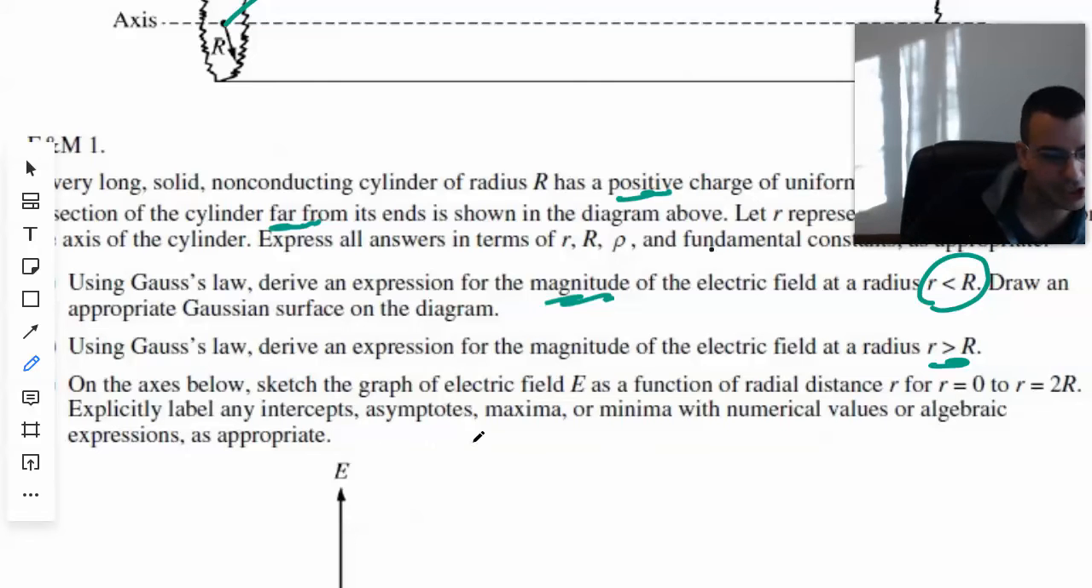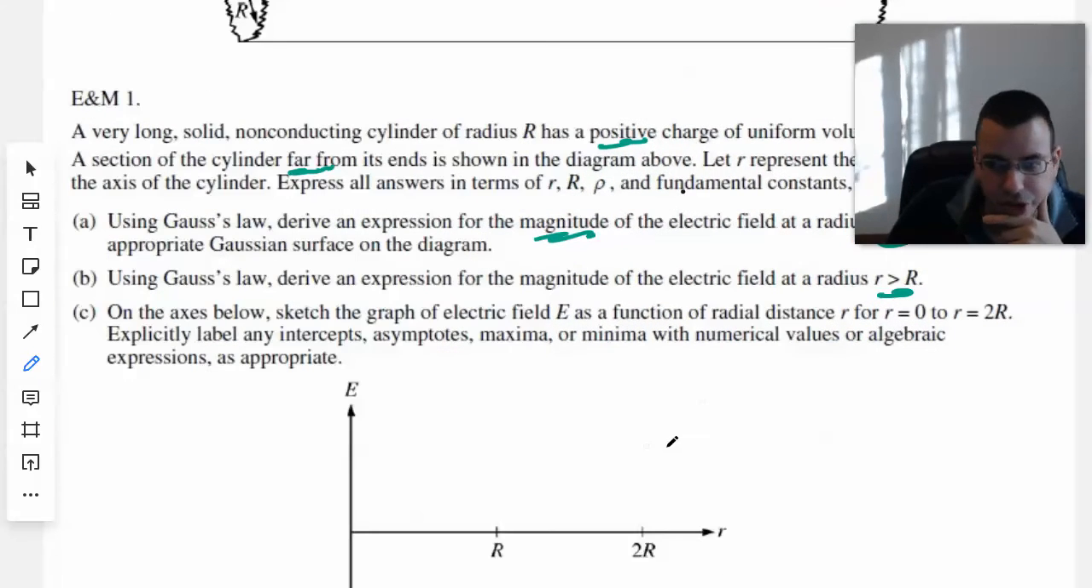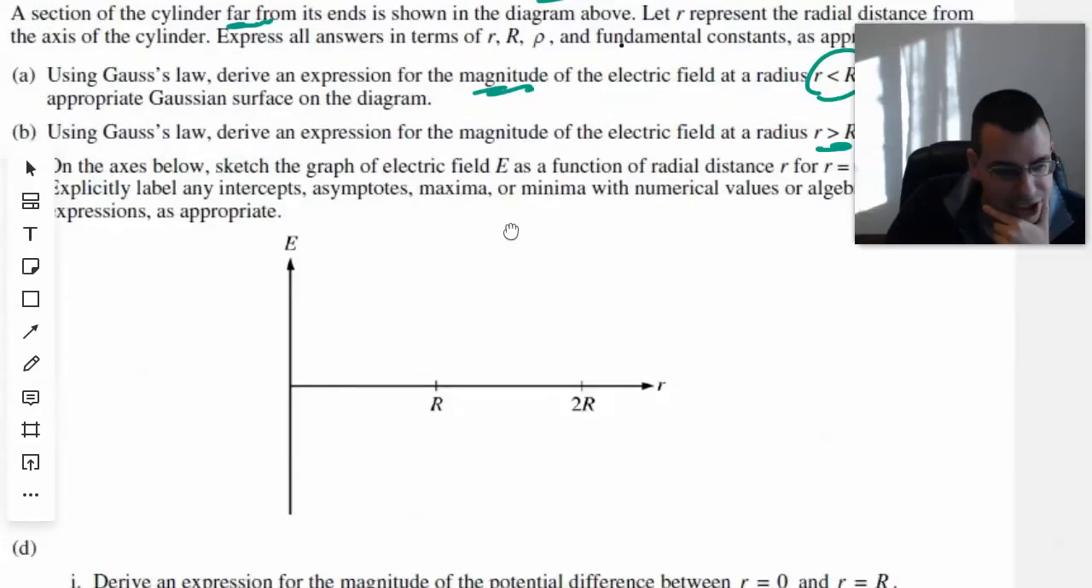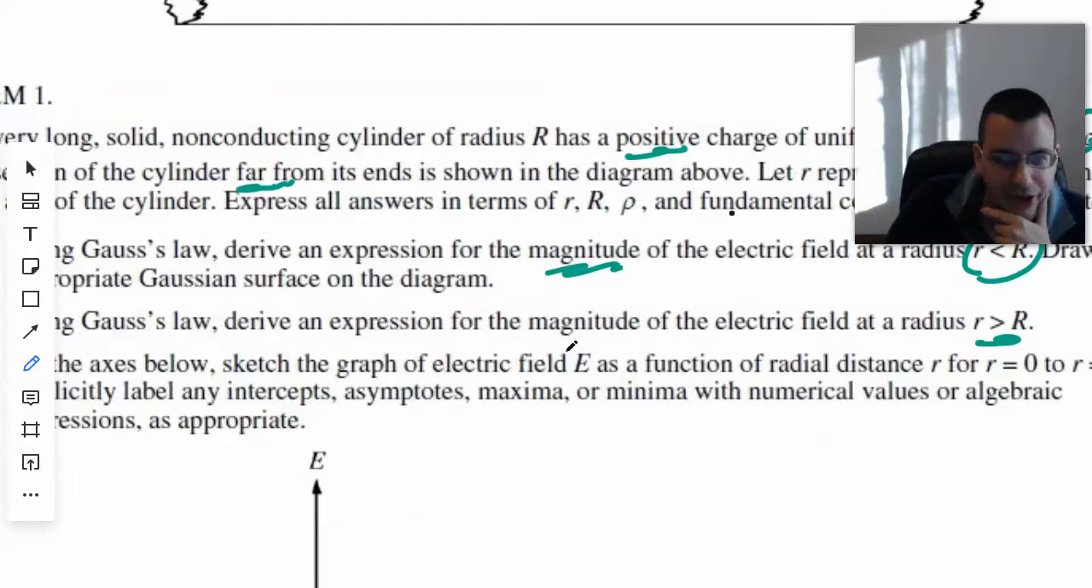Focus. Sketch the graph of the electric field E as a function of radial distance r, for r equals R0 to 2R. Explicitly label any asymptotes, intercepts, maxima, minima with numerical values or algebraic expressions as deemed appropriate. And yep, this is probably good enough for now.